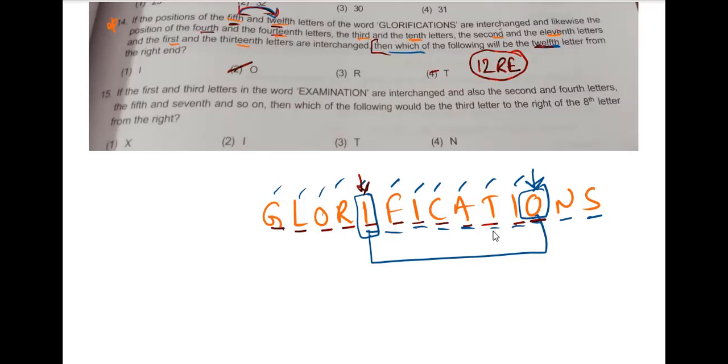What is the place of T? 10th, right? Yes, sir. There is no 10th place interchange in the question. Nowhere is the 10th letter changed with any other letter. Yes or no? Sir, the 3rd and the 10th letters are interchanged. There it is. Okay, 3rd and 10th letters are interchanged. But we don't need the 3rd letter, right? We require the 12th letter from the right end.